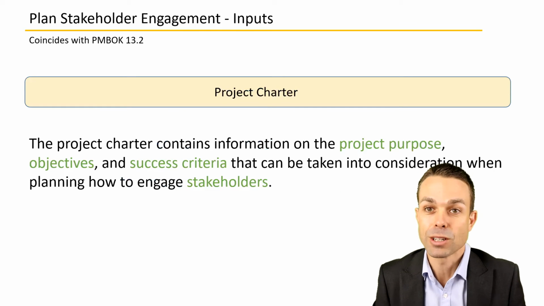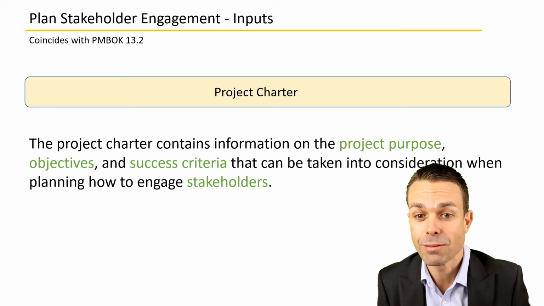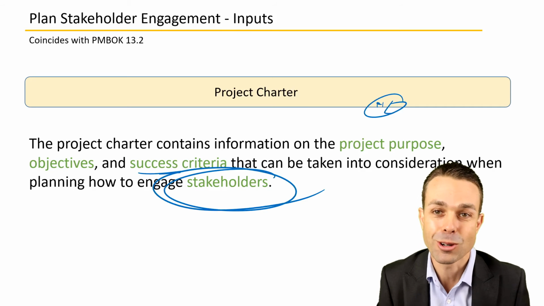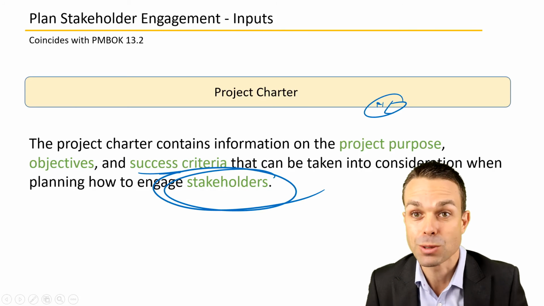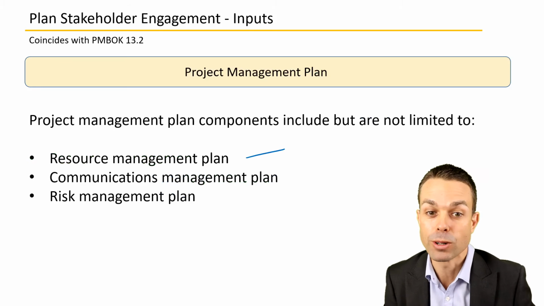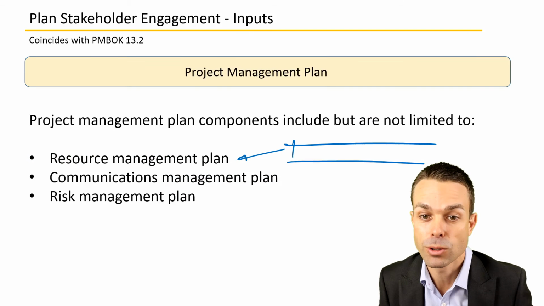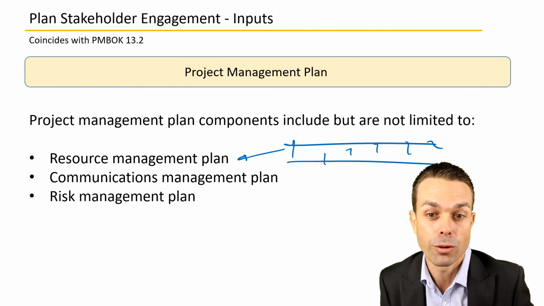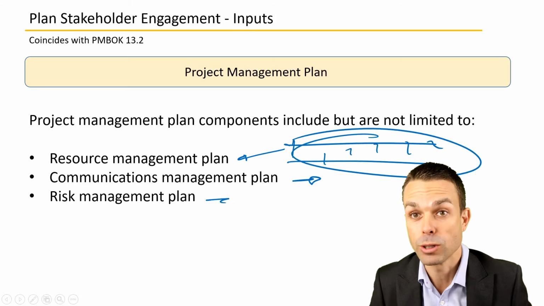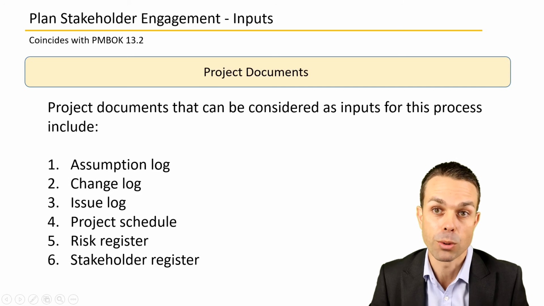Let's look at the inputs in a little bit more detail. We've got the project charter, which contains that high-level view of the project purpose, success criteria, and of course, our stakeholders, which may evolve over time. The project management plan, where we've got the resource management plan, who are our resources, what is the schedule and the timeline that they are coming on board for our project, and what are their communication needs? And what are the risks involved? Are we going to have them at the right time? Is there a risk to them coming on board?